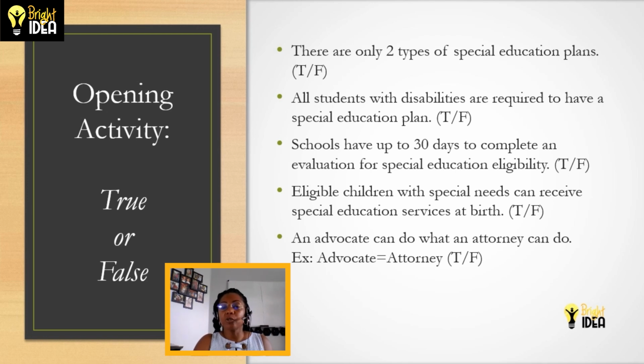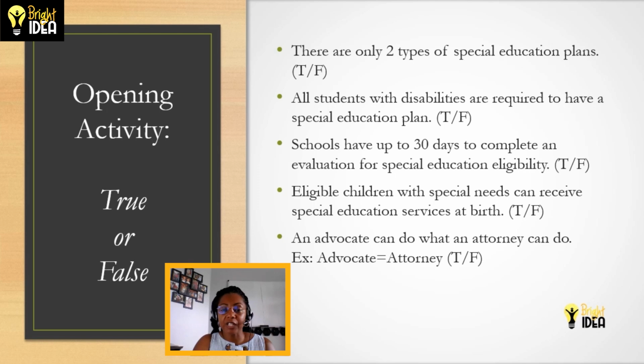Next question: eligible children with special needs can receive special education services at birth. Is that true or false? It sounds like that's not possible, but according to the law, this is actually true. It says that children with disabilities can receive services from 0 to 21, okay? From 0 to 21. So if you have a child who is eligible for special education services, yes, there is a section of the law that says that they can receive services from 0 to 3 and then from 3 to 21. Okay, so that is actually true.